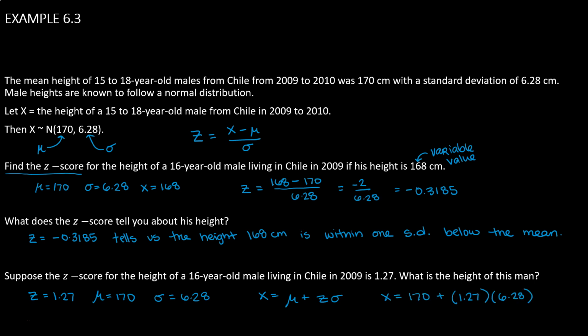Plugging in the values for mu, z, and sigma, we can see that x, the height of the male, is 177.9756, which means the man's about 178 centimeters tall. Understanding how to translate between variable values and z-scores is an important idea, so hopefully this example helped illustrate how the two are related and how they're different.